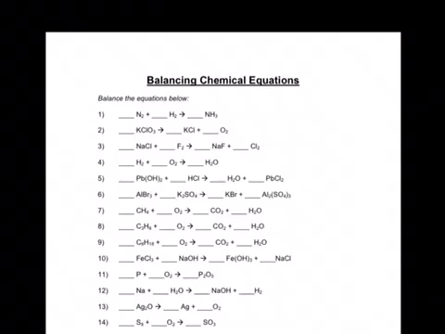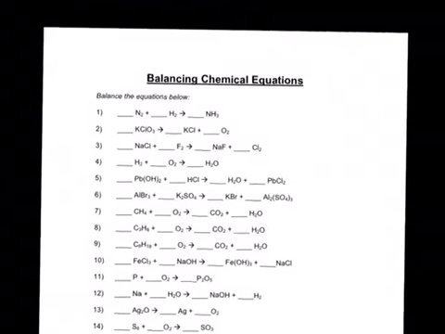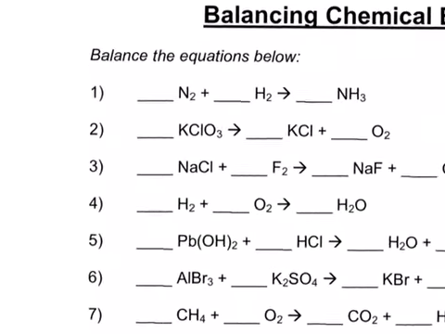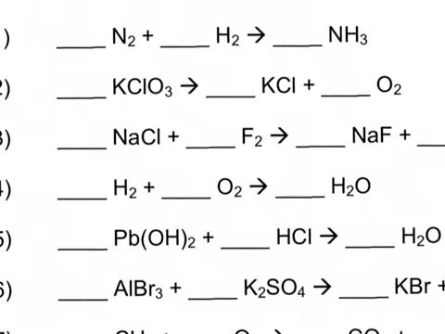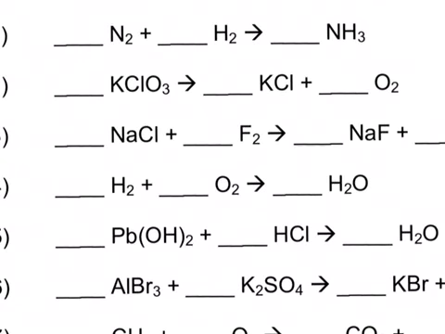Now that we know what a chemical equation is, we have a good idea of what it symbolizes through visual representation, and we know all of the parts that go into a chemical equation. Let's go ahead and do an example. Here is your homework worksheet. Let's do an example off of it and try to balance a chemical equation.